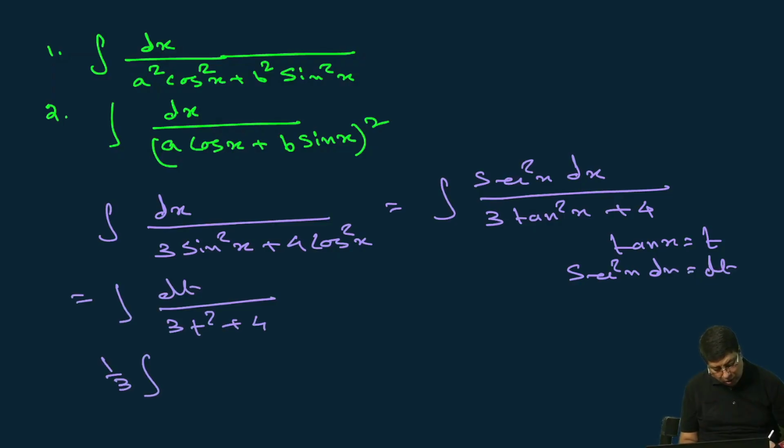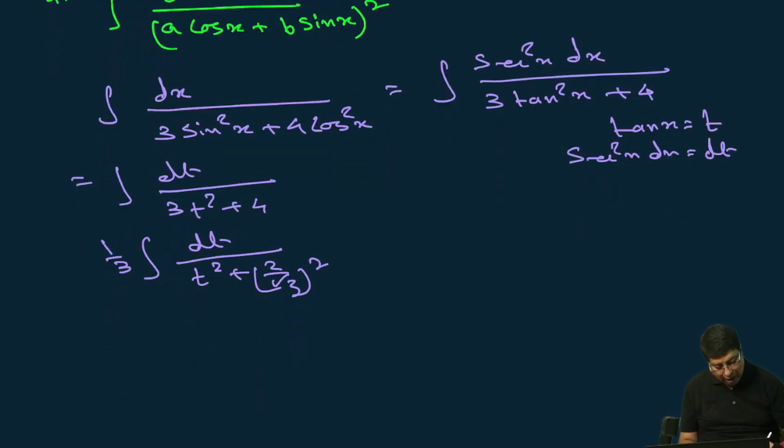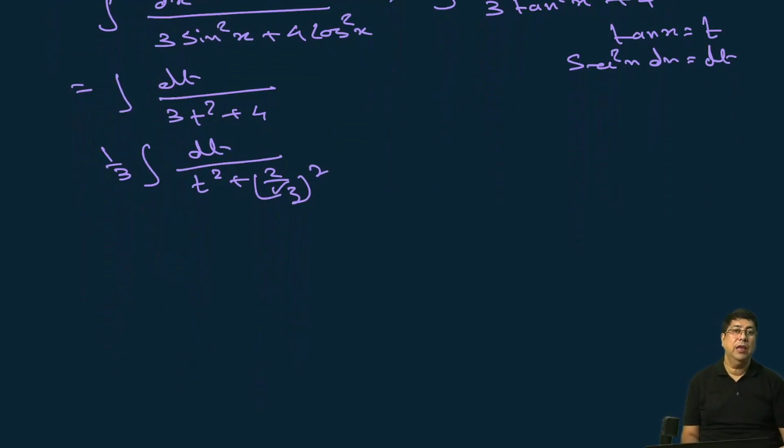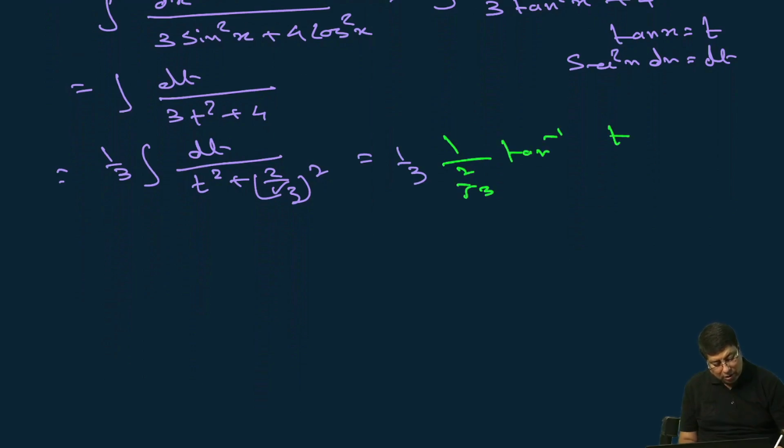So, take 3 common: dt by t square plus 2 by root 3 whole square, and finally 1 by a tan inverse x by a. Therefore, we are getting here 1/3 into 1 by 2 by root 3 tan inverse t by 2 by root 3 plus c.